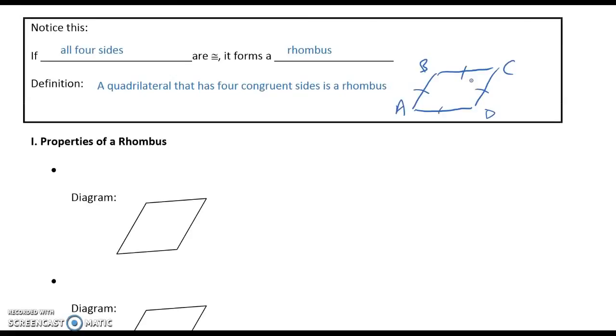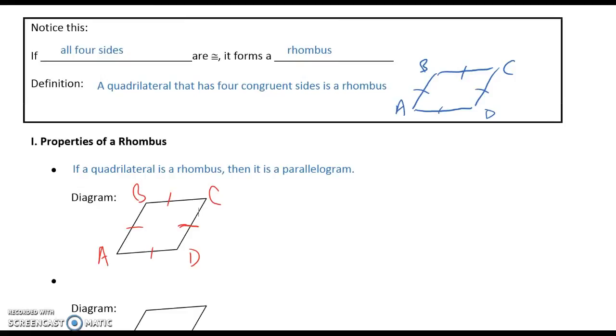Okay, we've got 3 properties of rhombuses we want to use in our work today. Let's talk about the first one. So the first one says if a quadrilateral is a rhombus, then it's also a parallelogram. And that kind of makes sense with our title, right? We're talking about special parallelograms. Okay, so again, if we have a rhombus, then we have a parallelogram.